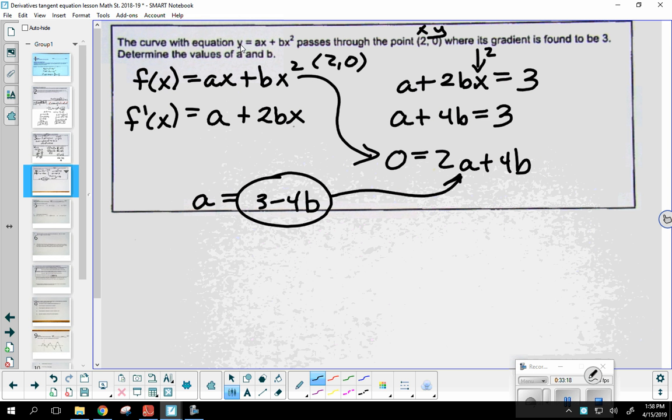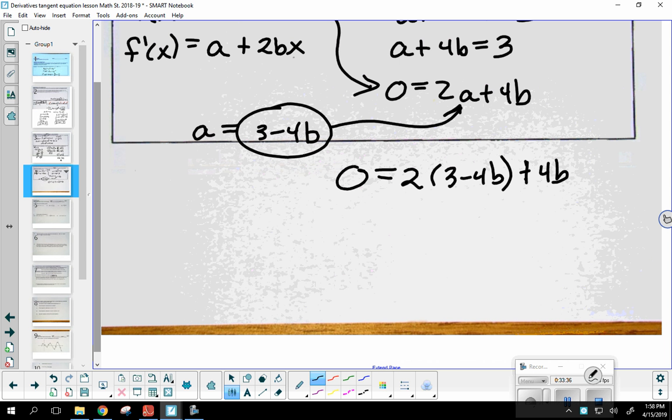Remember, that's key, always plugging it into the other equation. So 0 equals 2A, so 2 times A we know is 3 minus 4B, and then we have the plus 4B at the end. And see, now we have an equation all in one variable. Okay. And we'll just go ahead and solve it. So 0 equals what? 6 minus 8.